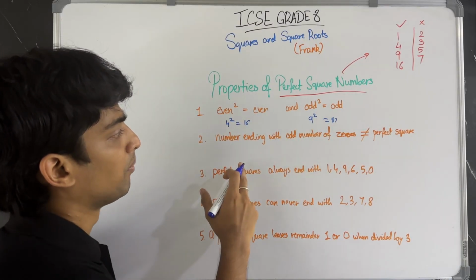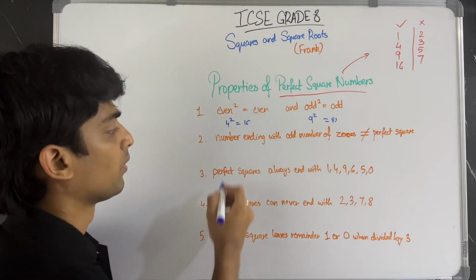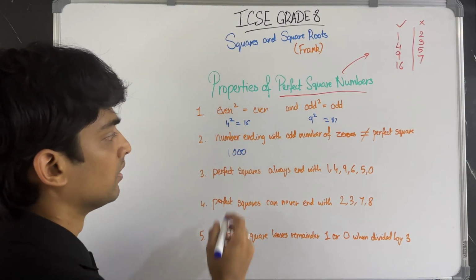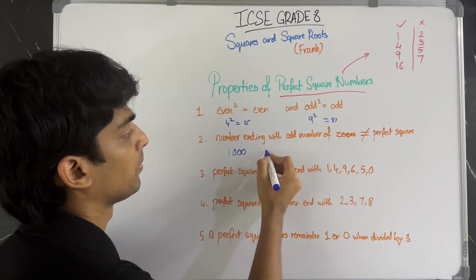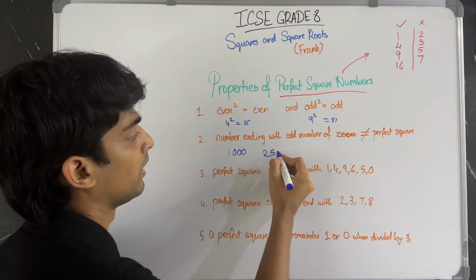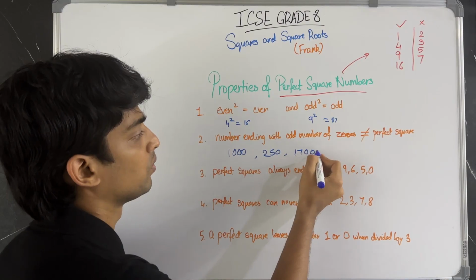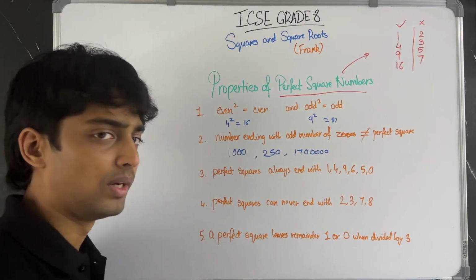Next, a number ending with an odd number of zeros is not a perfect square. Now let's look at 1000. This cannot be a perfect square because it has an odd number of zeros. Or maybe 250, or 17 followed by 1, 2, 3, 4, 5 zeros, an odd number of zeros. So these cannot be perfect squares. We don't need to check.